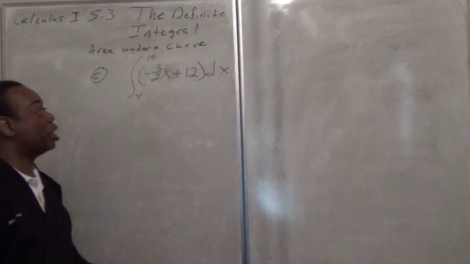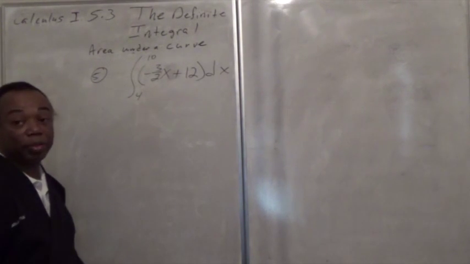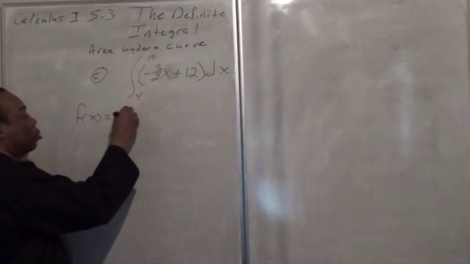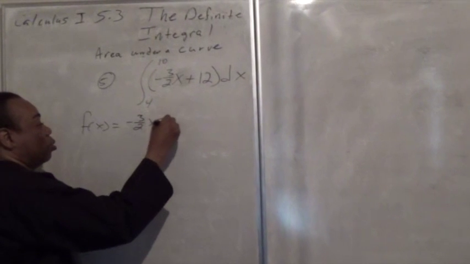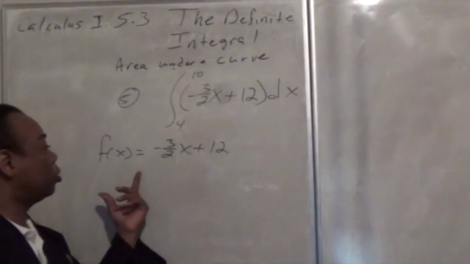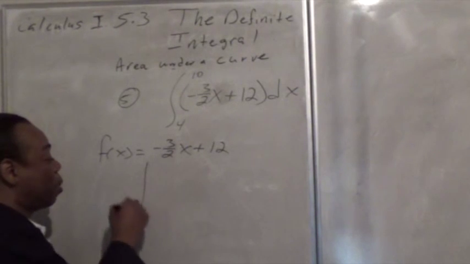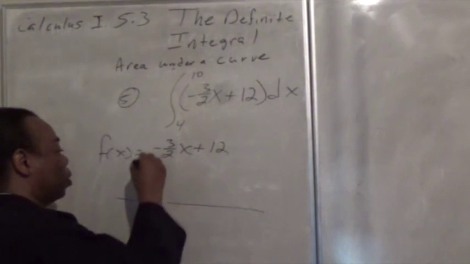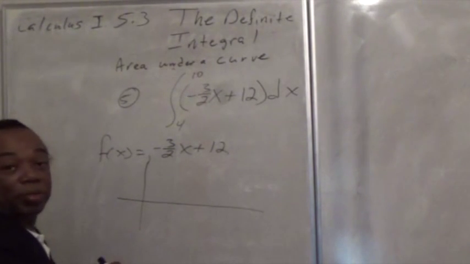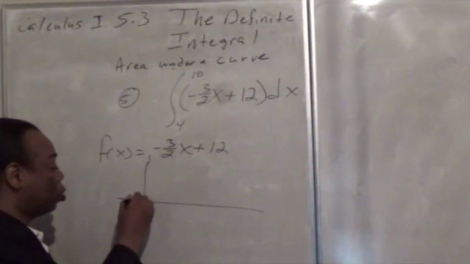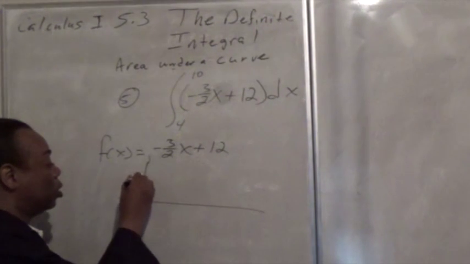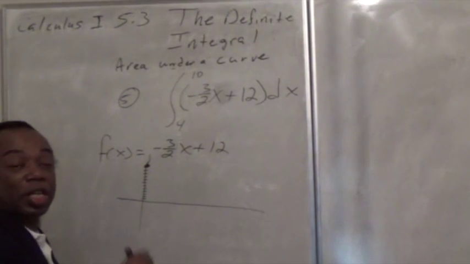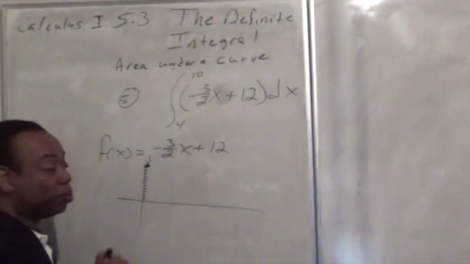10 of this function, negative 3/2 x plus 12. First, I'm going to graph the function. Okay, so first my y-intercept is going to be 0, 12. 1, 2, 3, 4, 5, 6, 7, 8, 9, 10, 11, 12. Okay. My slope is then negative 3/2, so I'm going to go down 3 and over 2.